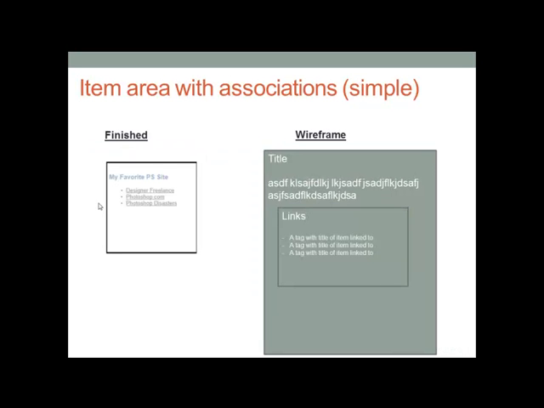I can use a much simpler technique and just take all of my links, all of my associations, and put them in a little bullet list, and here's what the wireframe of that would look like. I just have the title of the item, some text, and then a little box that has an A tag with the title of each item that I've linked to.